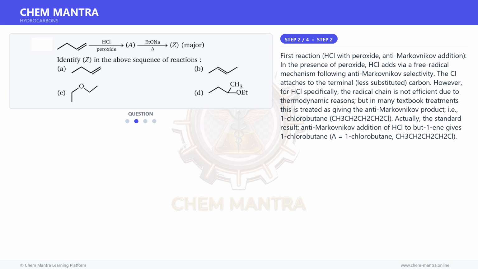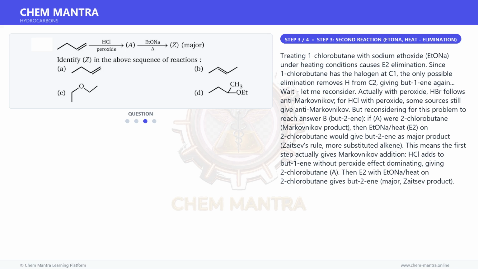is treated as giving the anti-Markovnikov product, i.e., 1-chlorobutane, CH3CH2CH2CH2Cl. Actually, the standard result, anti-Markovnikov addition of HCl to but-1-ene gives 1-chlorobutane, A = 1-chlorobutane, CH3CH2CH2CH2Cl. Moving on to the next step.